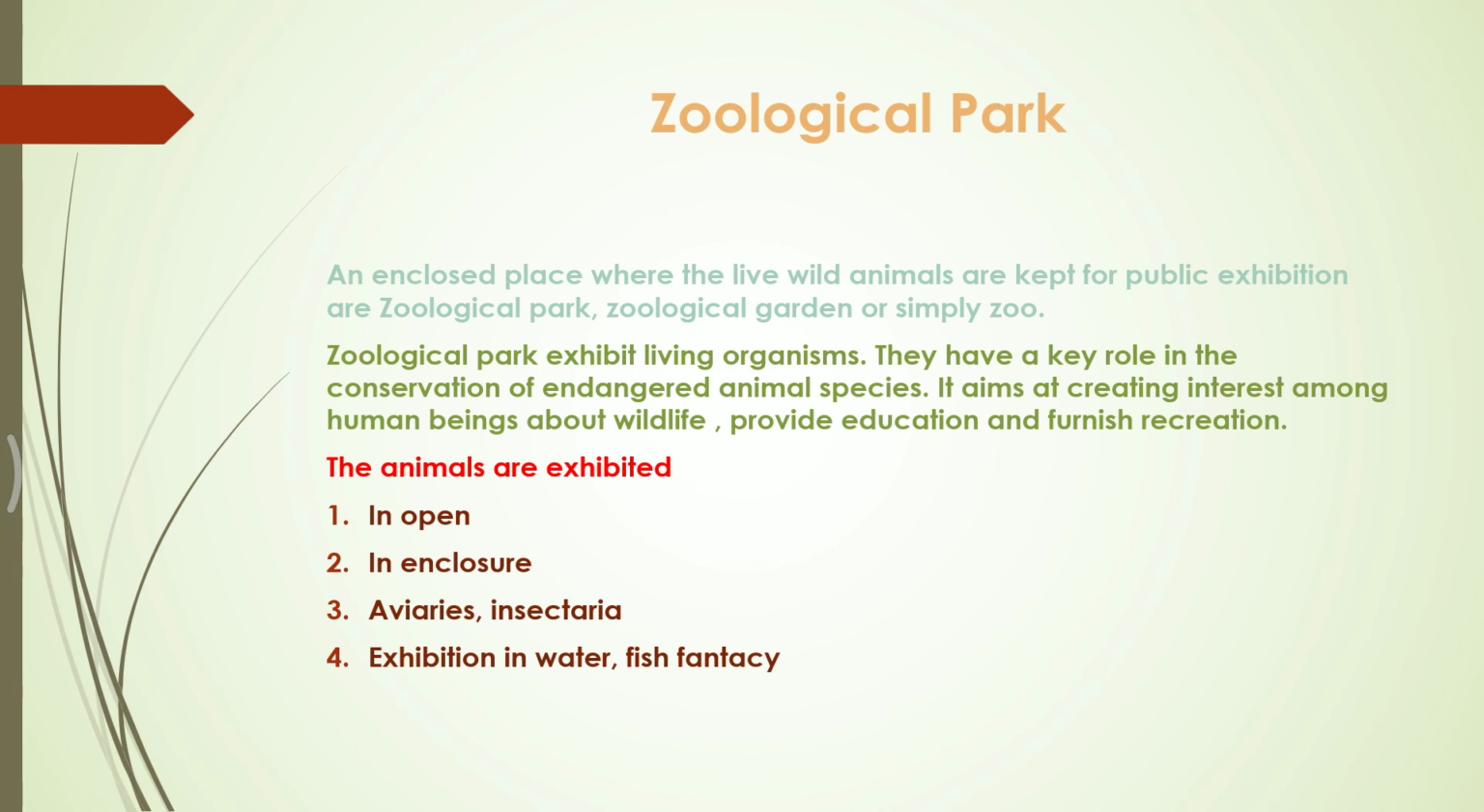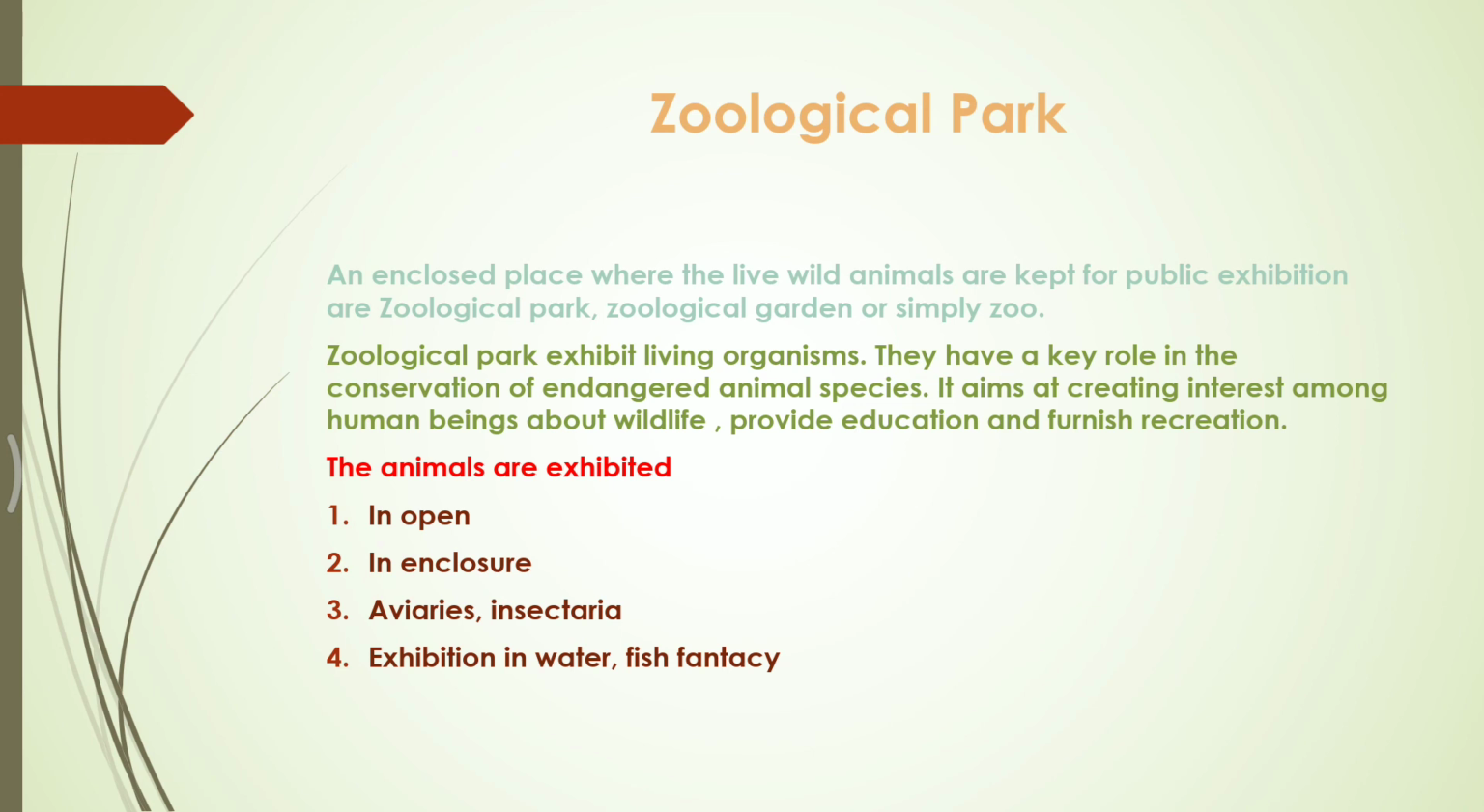Aviaries and insectaries. Aviaries, I hope you can think of. The birds are kept over there. So a big, or you can think of a very huge net is there. Inside the net, there will be presence of lot of birds, and you can see the birds over there.